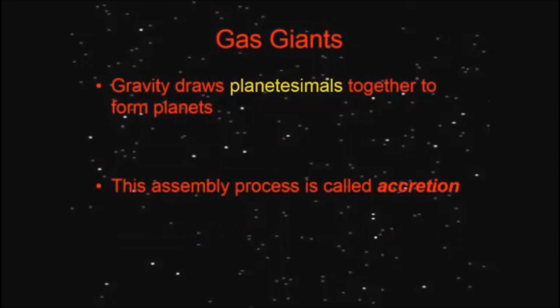So as far as gas giants work, gravity draws your planetesimals together. And gas giants are huge. So you start with a small planet, and it's going to accrete material. The assembly process of a planet is referred to as accretion. And that's what we were talking about with the snowball effect. You're going to pick up more and more particles until you're left with a rather large planet. And in the case of something like Jupiter or Saturn, it must have picked up a lot of ice and a lot of gas.